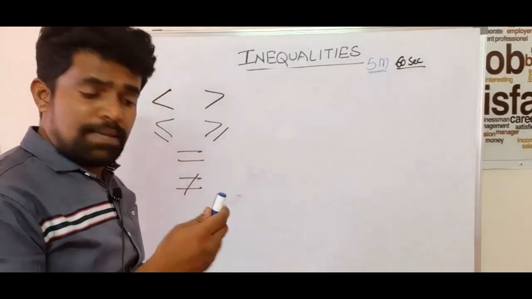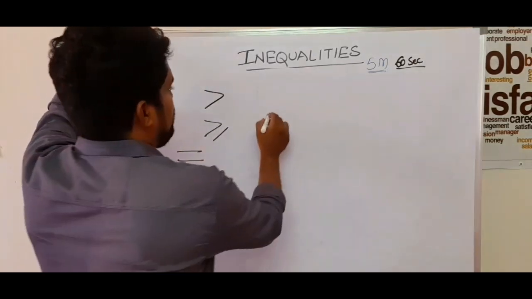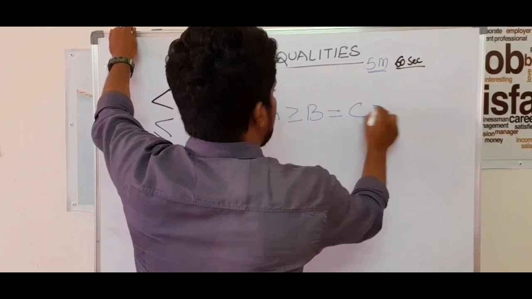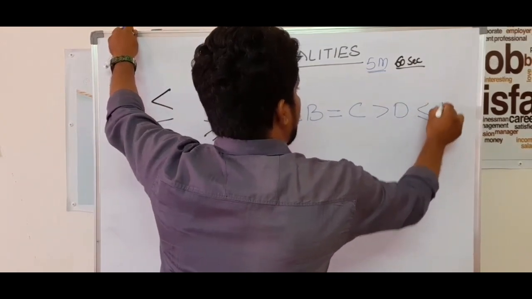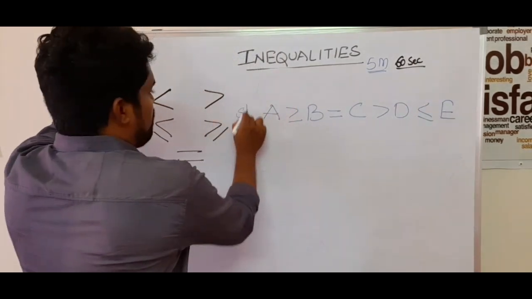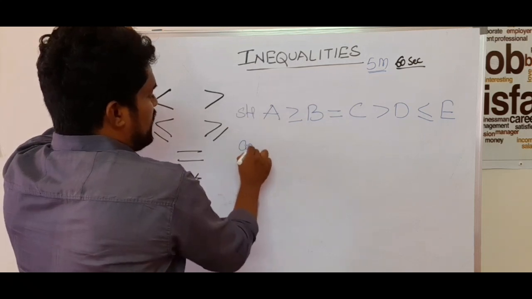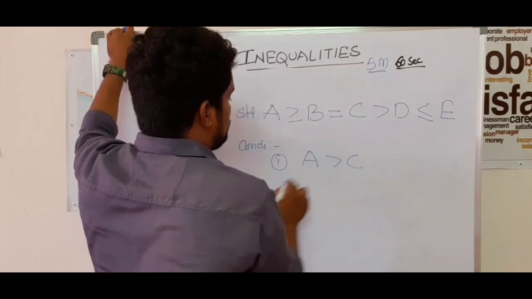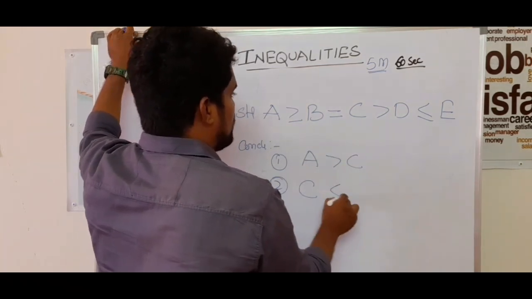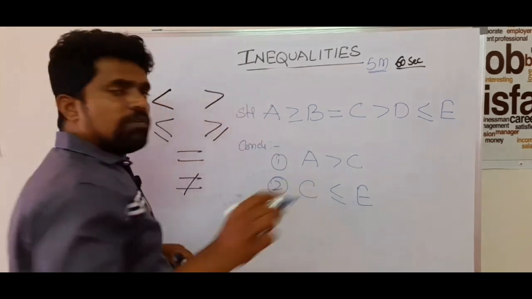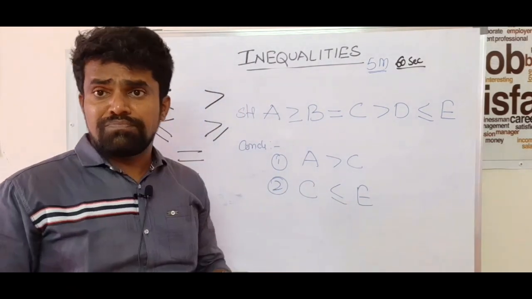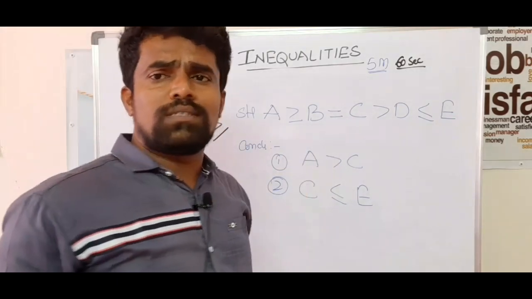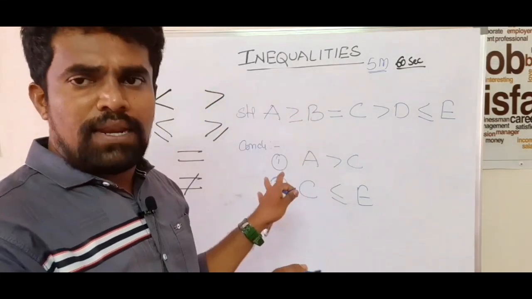Let's go for a simple example. For example, A greater than or equal to B, B equal to C, C greater than D, D less than or equal to E. So this is your statement. And we have some conclusions like this. Conclusion number 1: A greater than C. Conclusion number 2: C less than or equal to E. So which one follows? We don't know. Definitely we can't go for answers. So this is your example, that's it.